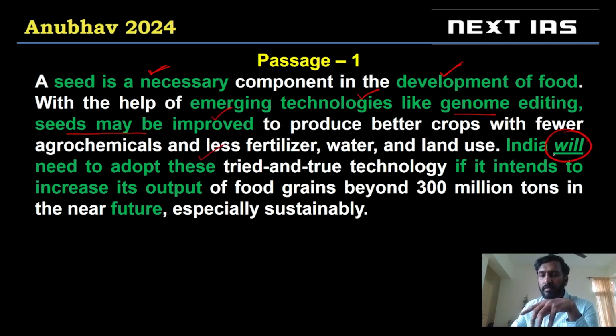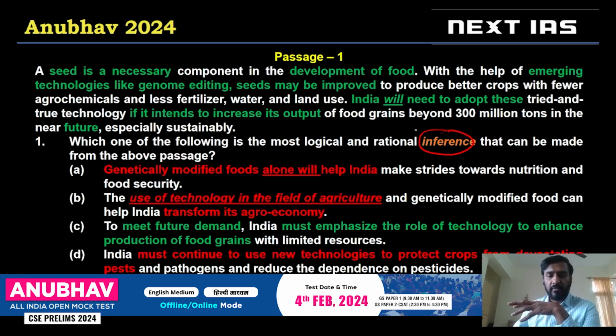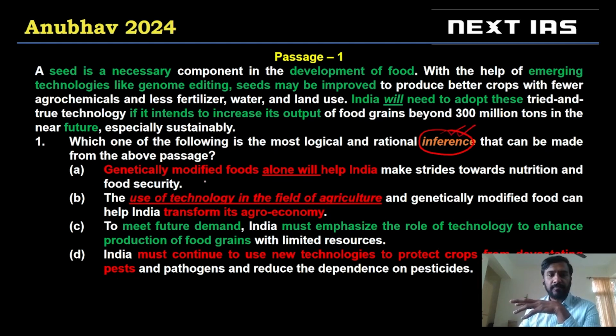The author is not mincing words. The author is being direct in the recommendation. India will need to adopt these if it intends to increase its output in the future. All right, so this is pretty much what the author is trying to say. This is the intention of the author. Now, using these facts, the examiner is expecting us to identify a valid inference. All right, which of these is a valid inference?